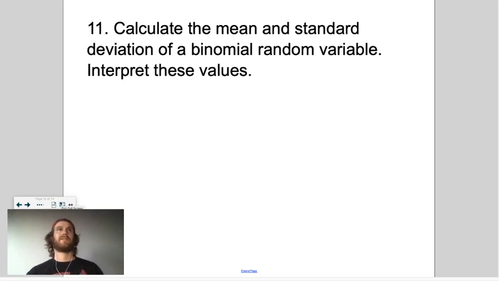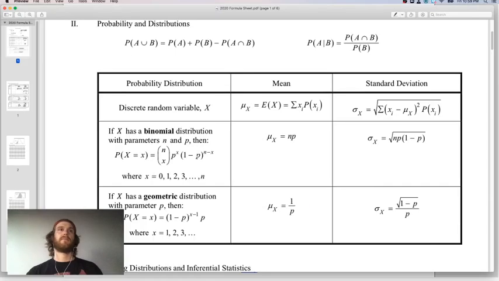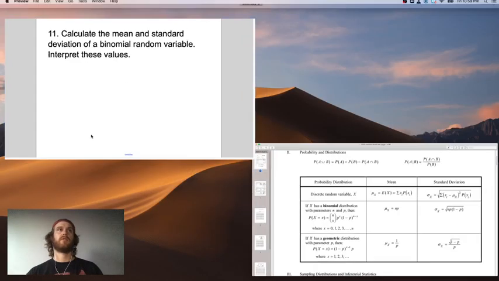Calculate the mean and standard deviation of a binomial random variable. Sure. Okay, this is also on your cheat sheet. A binomial random variable has mean n times p and has standard deviation square root of n times p times (1 minus p). So let's just do that really fast.